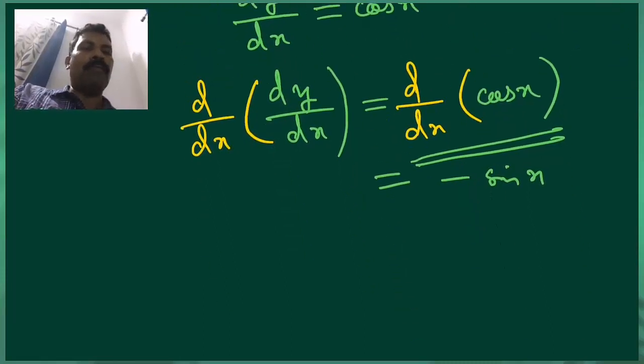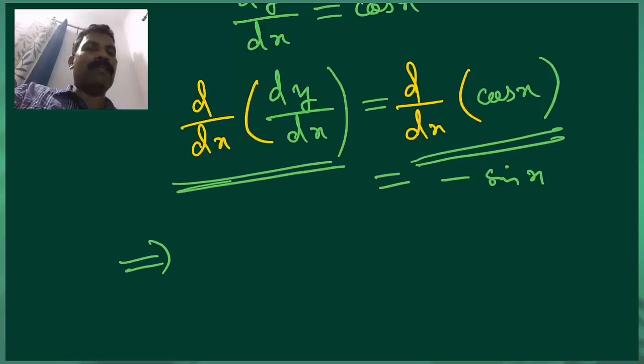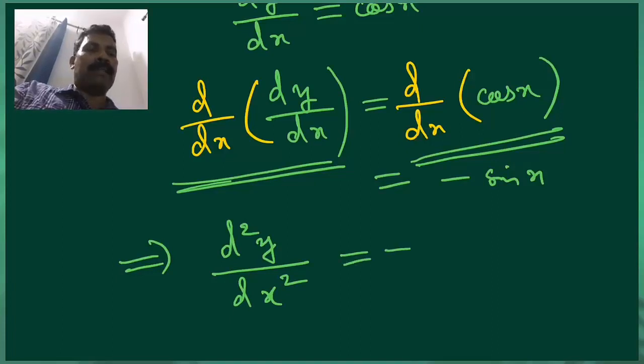So we have the derivative of a derivative. This is what is called the derivative of a derivative, and this is the second derivative, because first we got the derivative dy by dx, then again we are differentiating. This is symbolically written as the second derivative of y with respect to x. So we can write symbolically like this, that is equal to negative sin x.